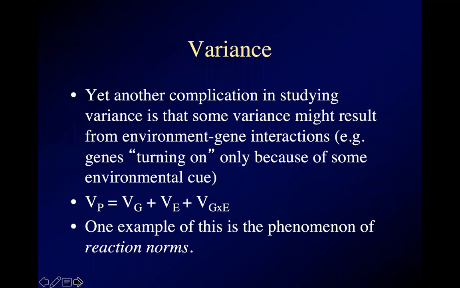All right. There's one more complication in studying variance, and that's something that we left out. Some variance results not from the environment, not from genes, but from interactions between genes and the environment. There are lots of cases where genes turn on, are activated, or are silenced, or their expression is modified because of some environmental cue.